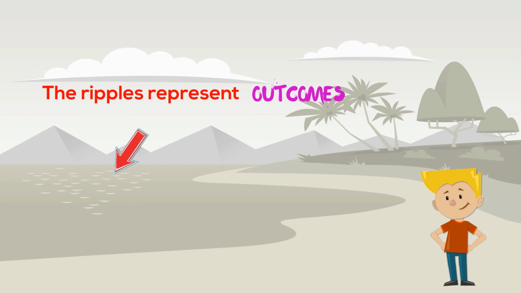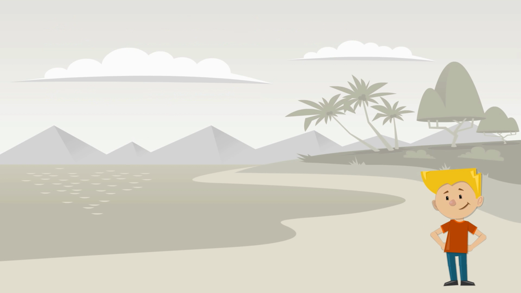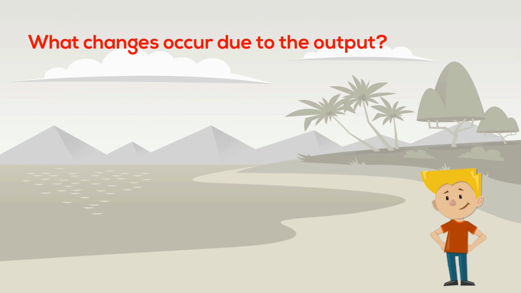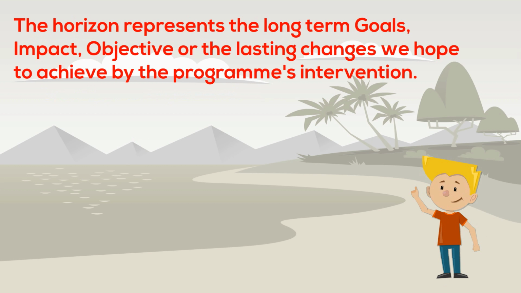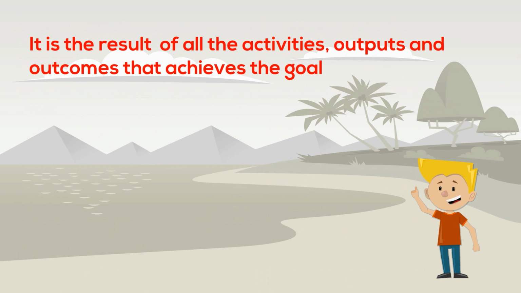The ripples represent outcomes. Outcomes are the short-term and medium-term effects of the outputs. In other words, what changes occur due to the output. Lastly, the horizon represents the long-term goals, impact, objective, or the lasting changes that we hope to achieve by the program's intervention. It is the result of all the activities, outputs, and outcomes that achieves the goal.